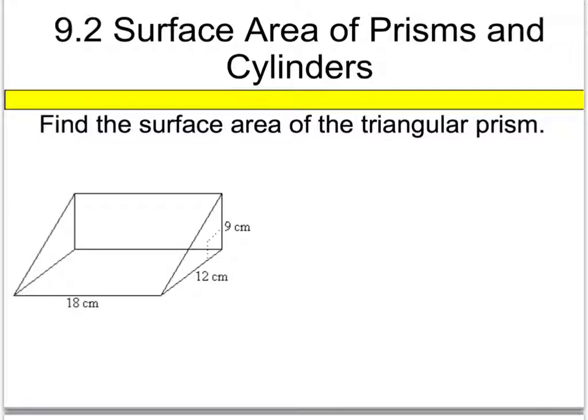Now, before you start this, I do want you to notice that we have that formula of 2 times our base plus our perimeter of our base times our height. Well, we know that for the perimeter of our base, we need to add up everything on the outside of our base. But notice, we don't have this length here. Okay, we can't just plug in 18. So think to yourself, how could you find that segment there, that hypotenuse?